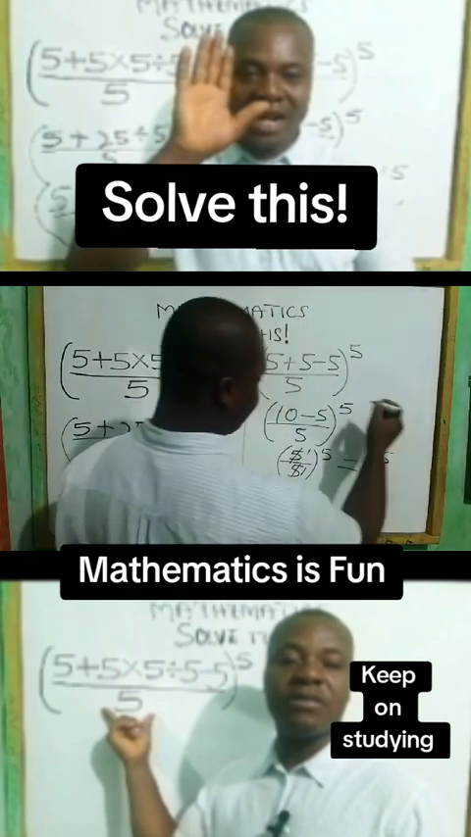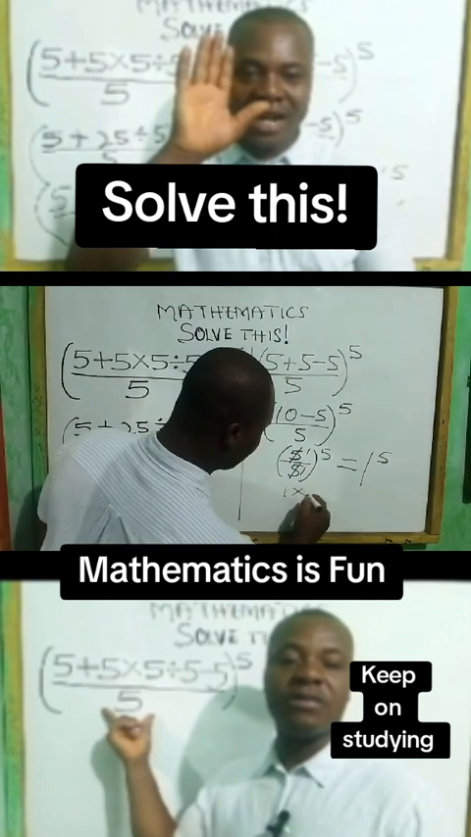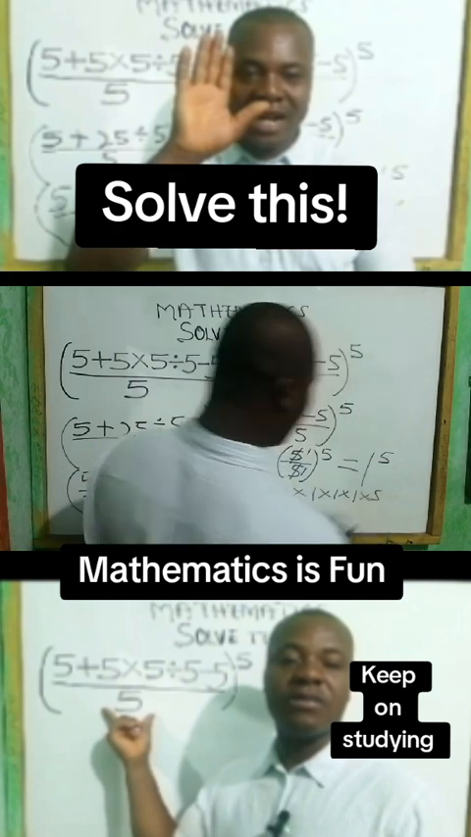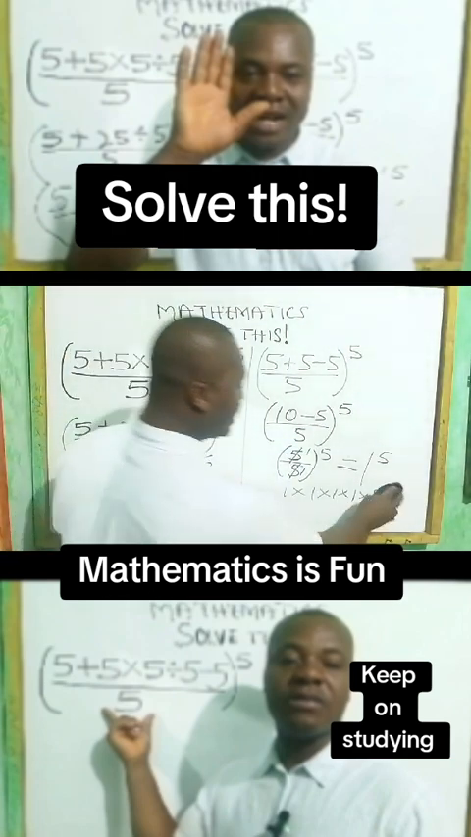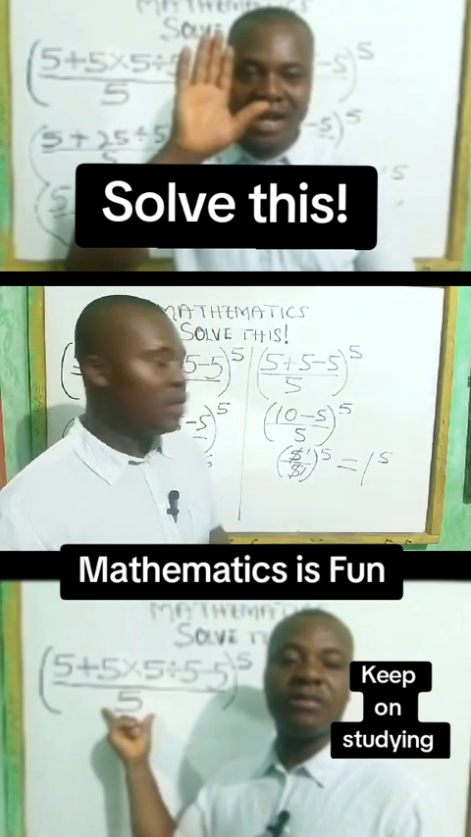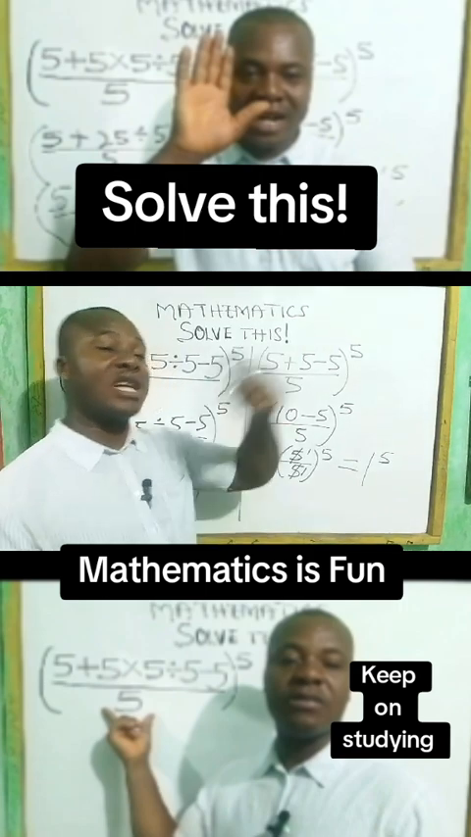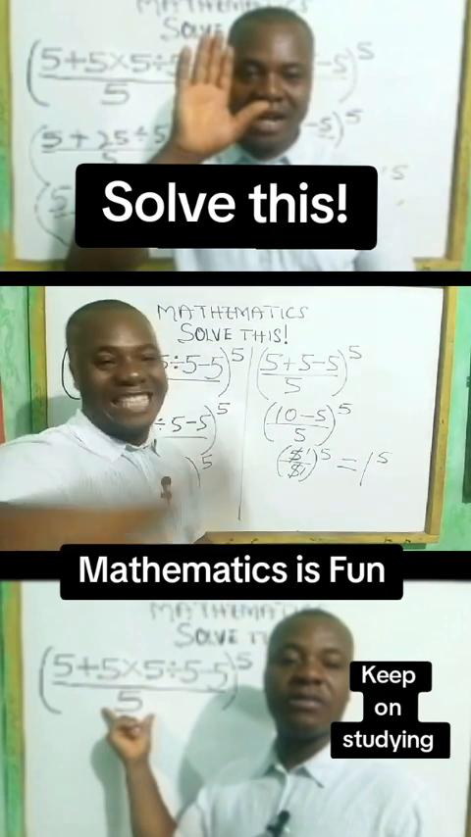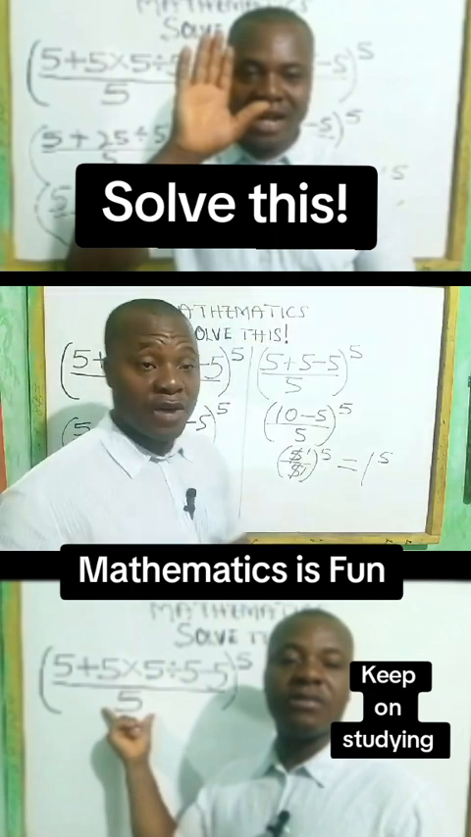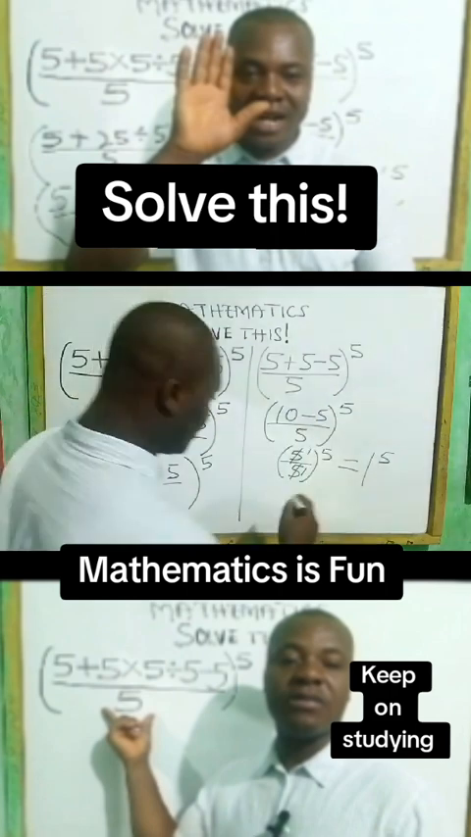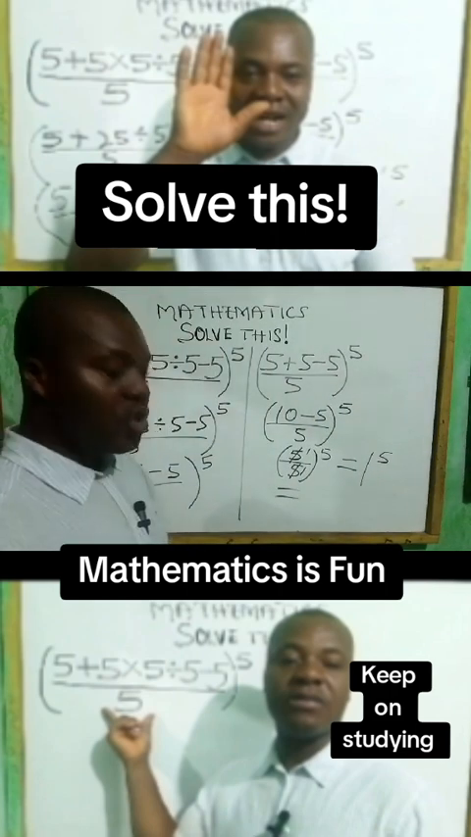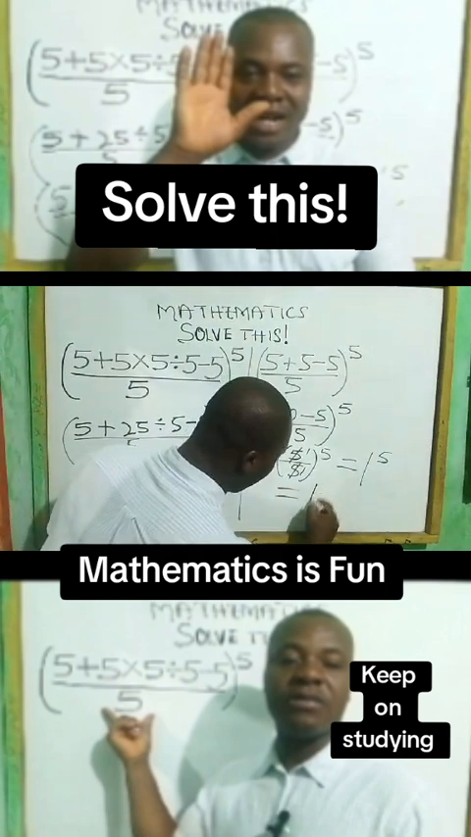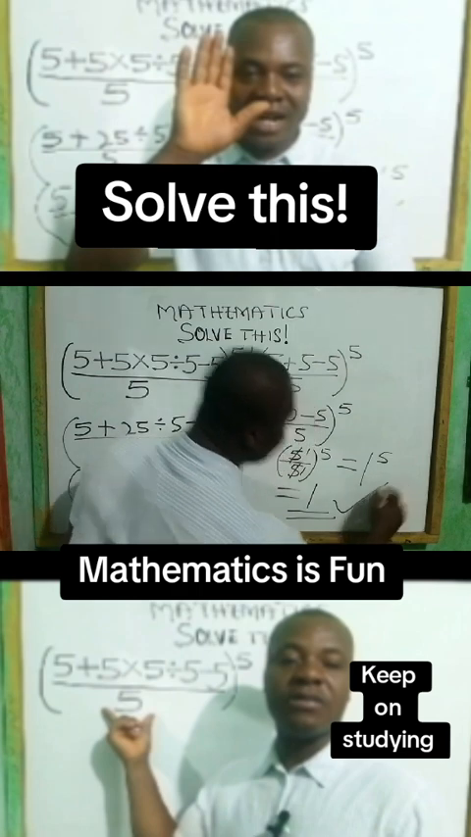So 1 raised to the power 5 is the same as 1 times 1 times 1 times 1 times 1. You are multiplying 1 five times. Even if you have 1 times 1 times 1 up to 100, since it's the same one multiplied by each other, however many times you have reached, it is the same as 1. So this whole working is going to give us our answer: 1. This is our final answer.